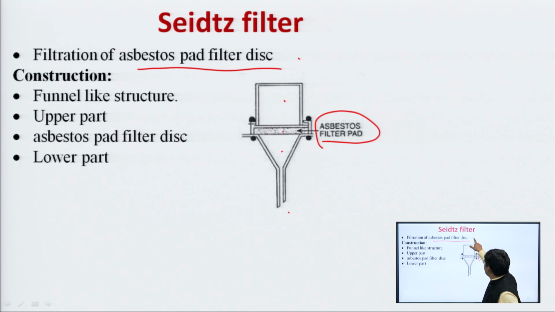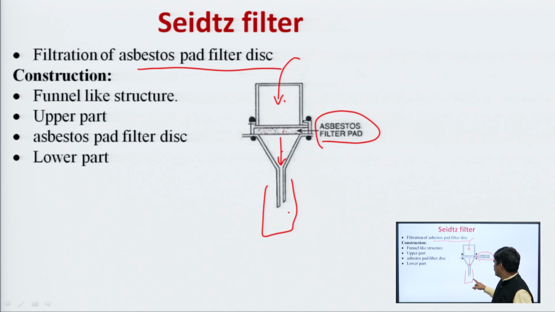So, what we have to do? We have to fill the slurry in this upper part, it is collected on the top of this asbestos filter pad, and from there the slurry is filtered out, comes into this lower part, and at the bottom of this the filtrate can be collected in the receiver.